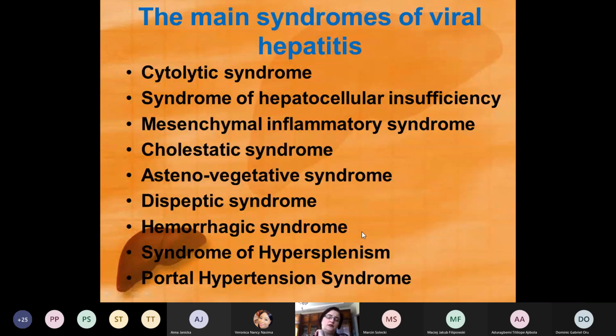I hope you remember, yes, the liver produces the factors for coagulation, like for thrombogenicity, the coagulation system, to stop hemorrhages. Syndrome of hypersplenism and portal hypertension syndrome.